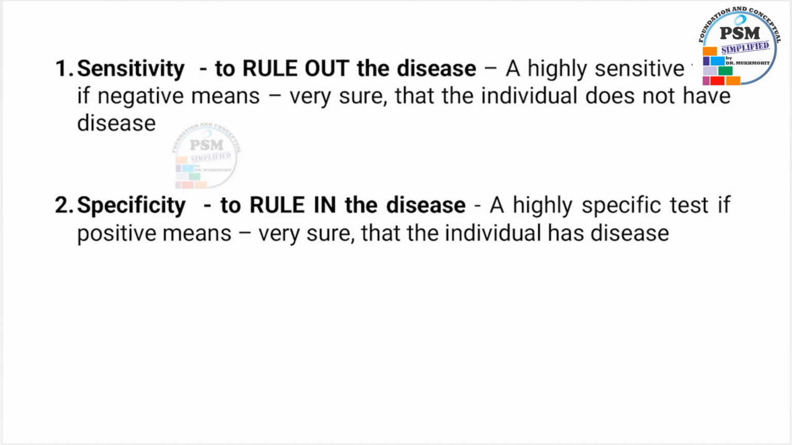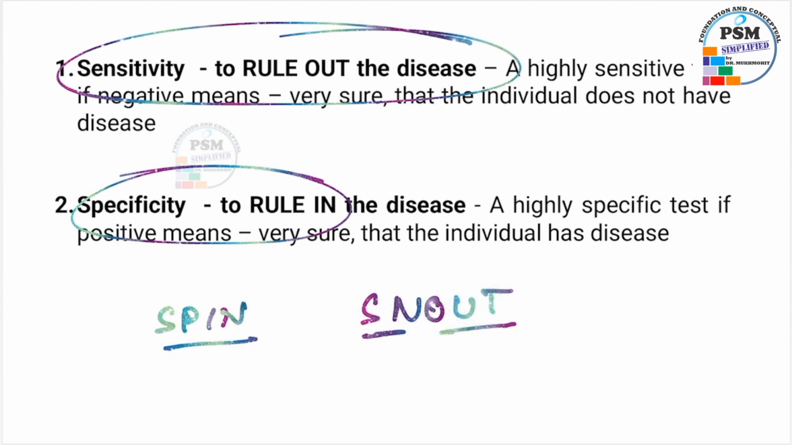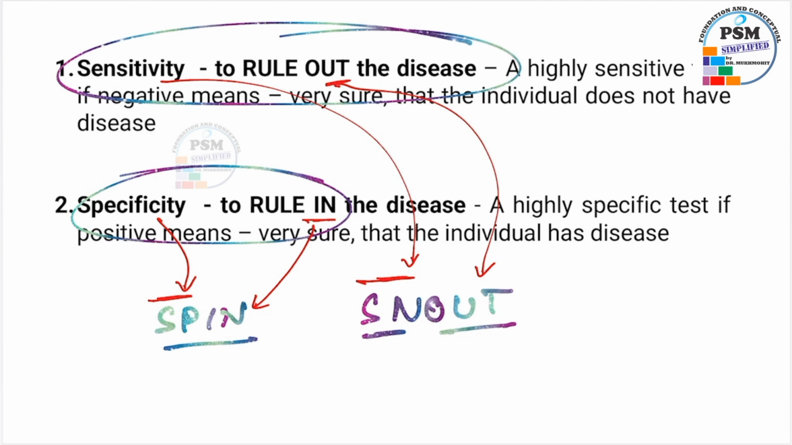So please remember sensitivity and specificity. Sometimes the examiner may also ask what is the use of sensitivity. Please remember that sensitivity is used to rule out a disease, whereas specificity is used to rule in a disease. You can remember it by SPIN and SNOUT. Specificity is used for ruling in the disease. Sensitivity is used to rule out the disease. Just remember SPIN and SNOUT.